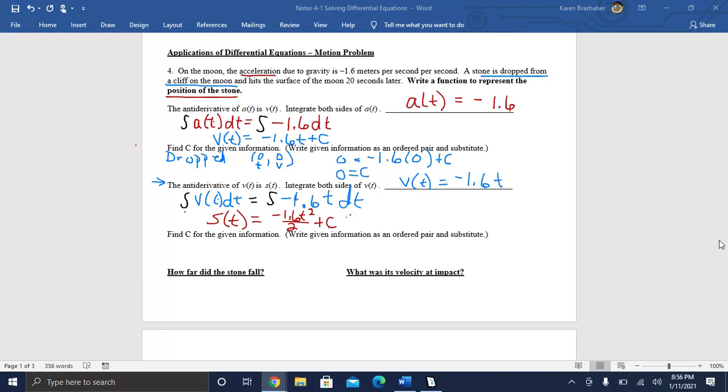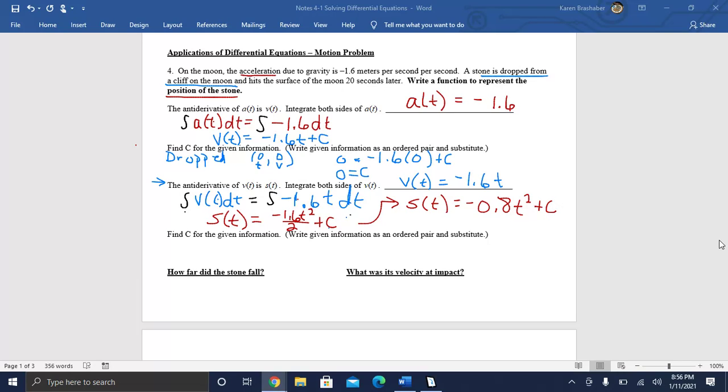And so simplifying that, we would get s of t is equal to negative 0.8 t squared plus c.